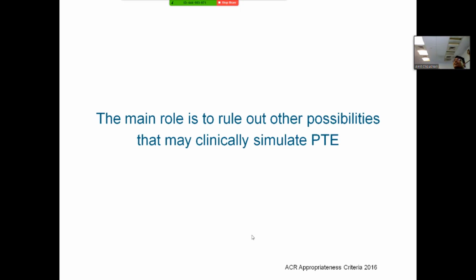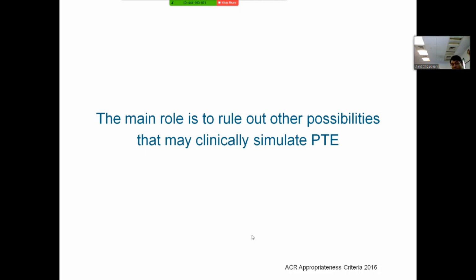So X-rays. The main role of X-ray is to rule out other possibilities that may mimic pulmonary thromboembolism. The patient might have a large pleural effusion or a large consolidation, so you don't want to subject everyone to pulmonary angiography. You have to triage your patients and see if another probable diagnosis is possible. Not every patient will go for this.